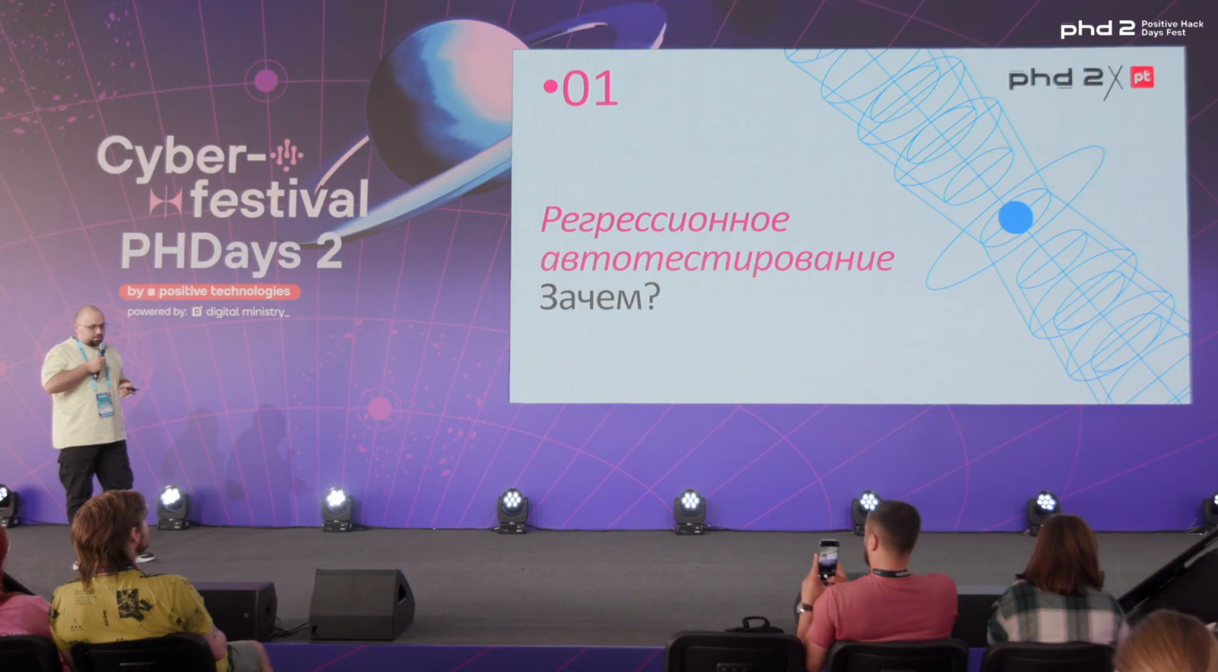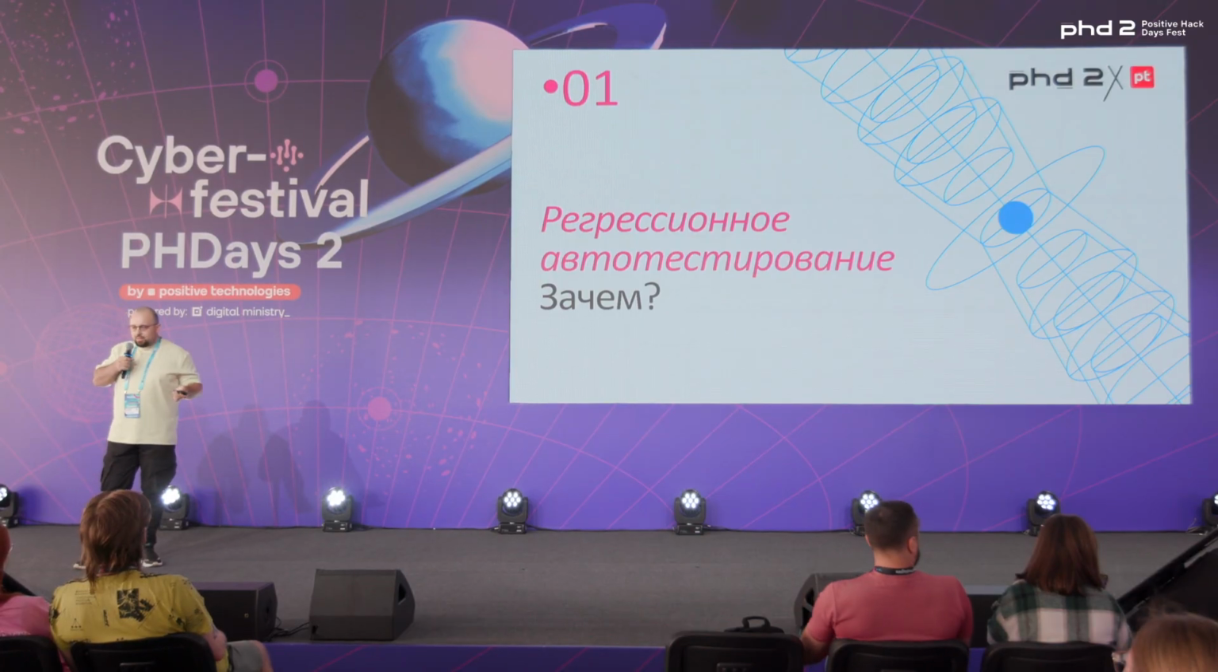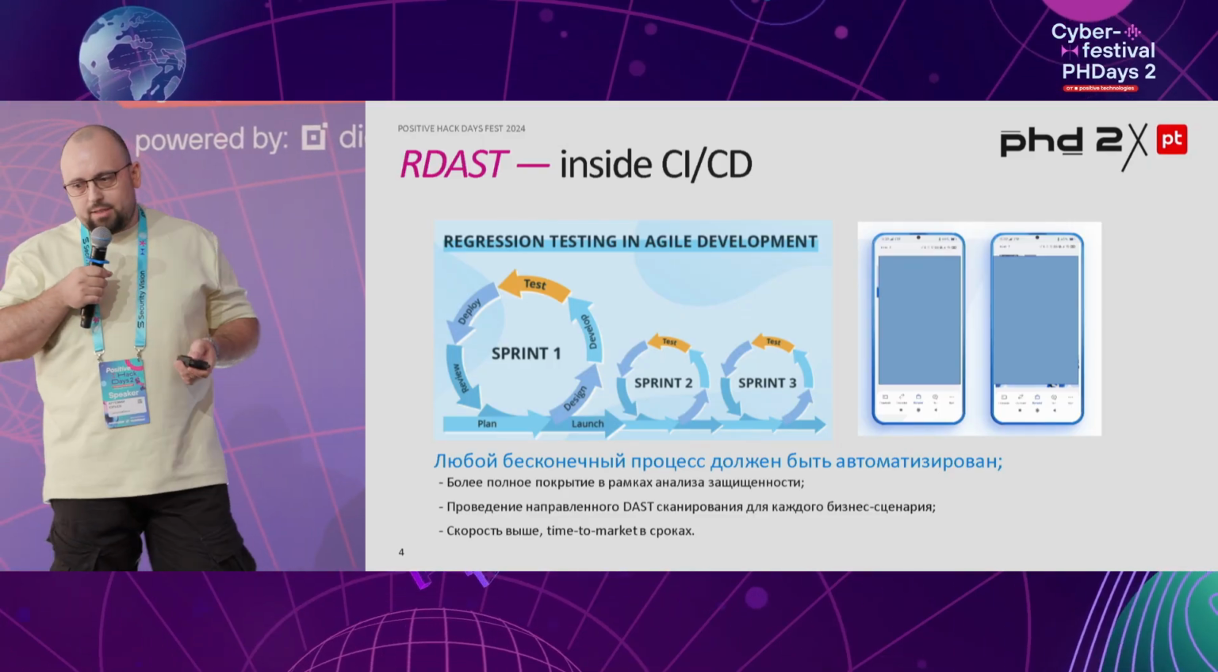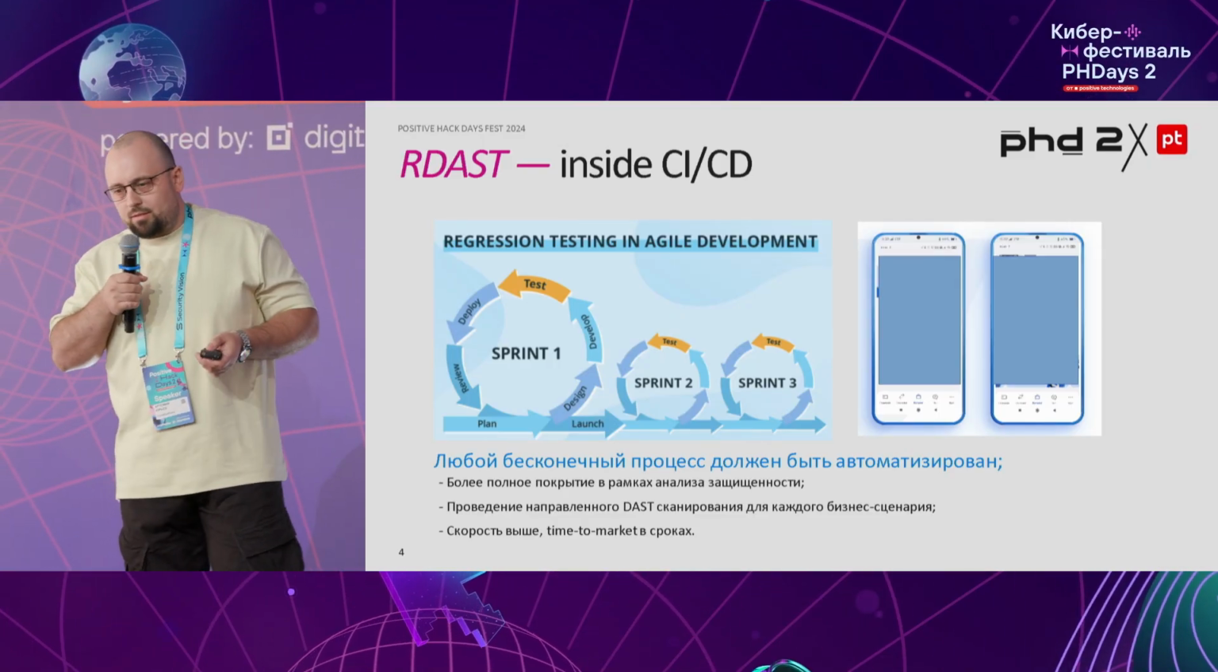So why do we need regression automatic testing? Because you can test software, while regression testing means that we need to check all the defects that we detected before, all the new defects that emerged, their correction, as well as the resilience of the system before it reaches the production stage. RDAST lived up to its expectations during the CI/CD process.